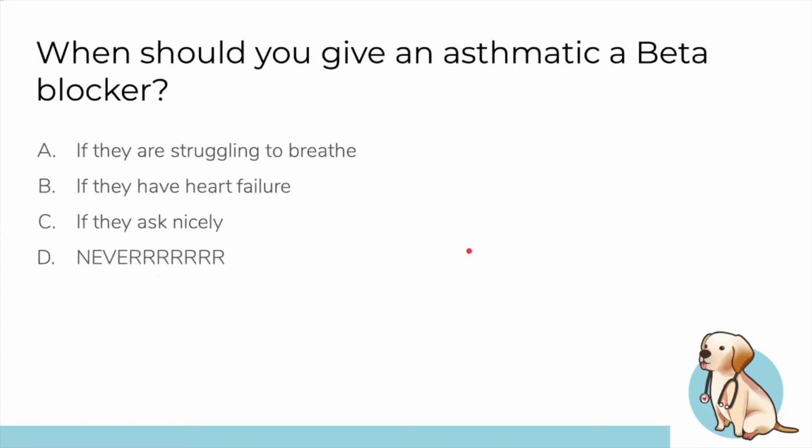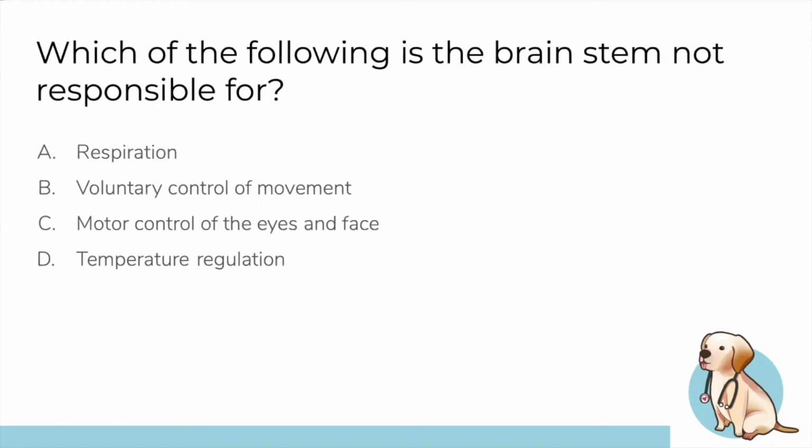So when should you give an asthmatic a beta blocker? Yay, that's good. Yeah, never give an asthmatic a beta blocker. Which of the following is the brainstem not responsible for? We've got respiration, voluntary control of movement, motor control of the eyes and face, and temperature regulation. Okay, we're getting a few different answers here. Turns out it's actually B.